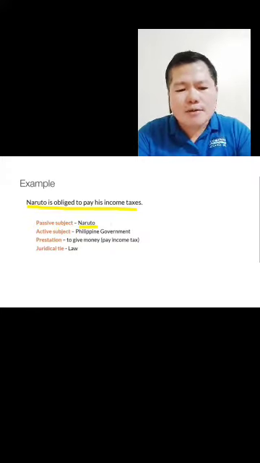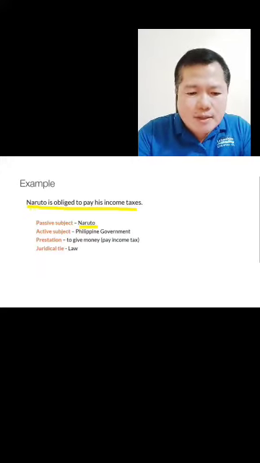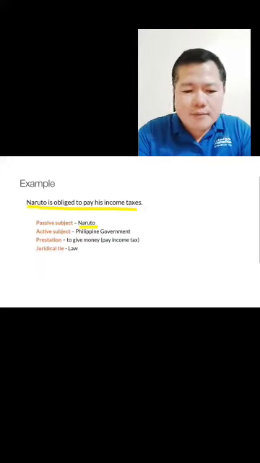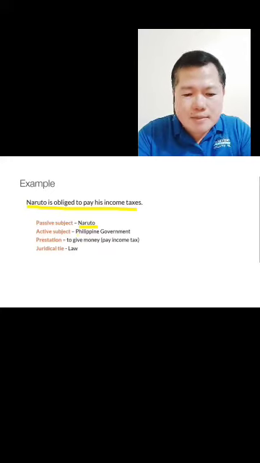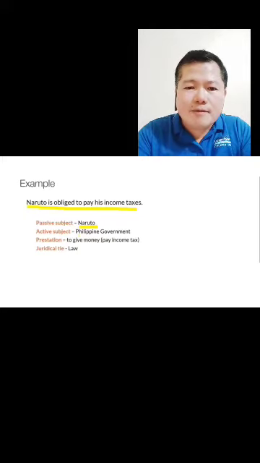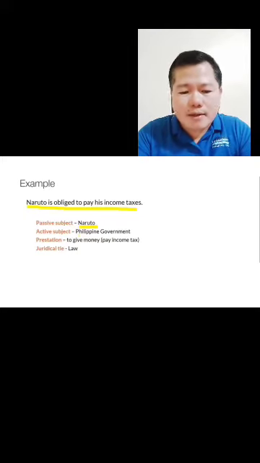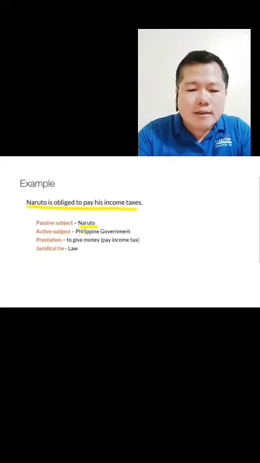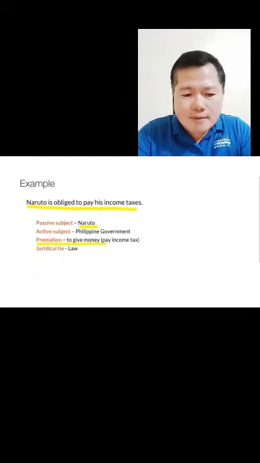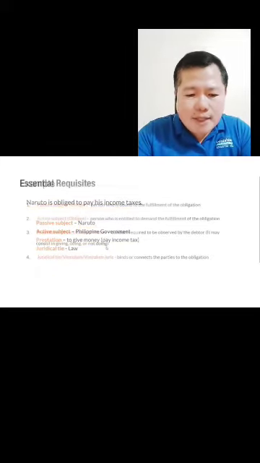But who is the active subject? Although it's not written here, it is understood that the person should pay the Philippine government through the BIR, because the BIR is under the Philippine government. So the prestation is to give money.